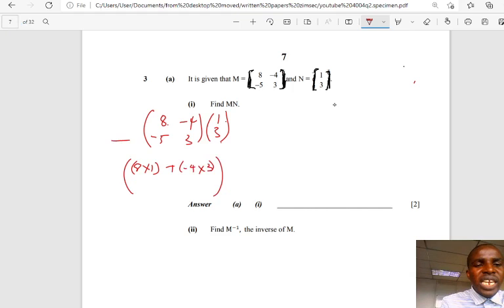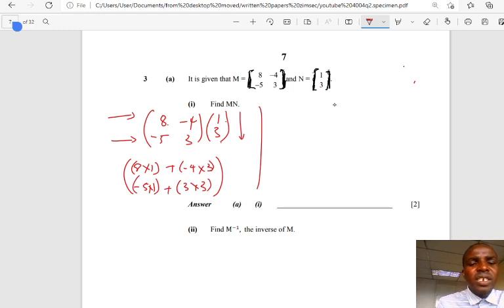Then you go to the second row. So this one the first row and the column on this side. So second row and the column, minus 5 times 1 plus 3 times 3. Minus 5 times 1 plus 3 times 3. Then simplify further here. It will be 8 plus minus 4 times 3 is minus 12 here. Then you close. Then down there, minus 5 times 1 is minus 5 plus 3 times 3 is 9.